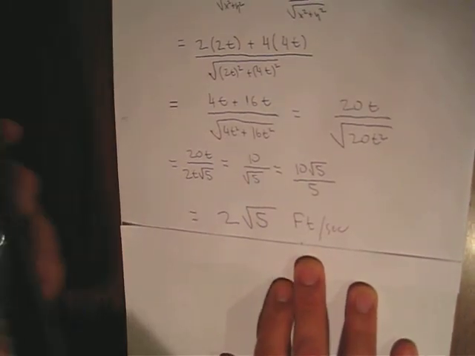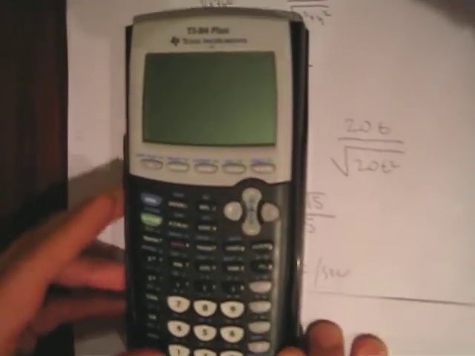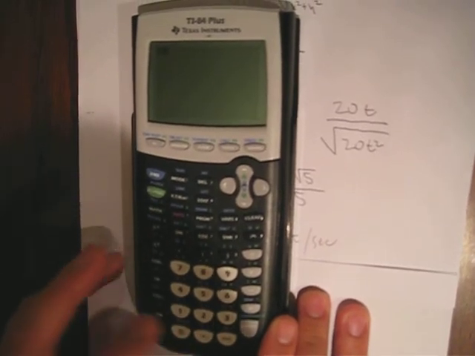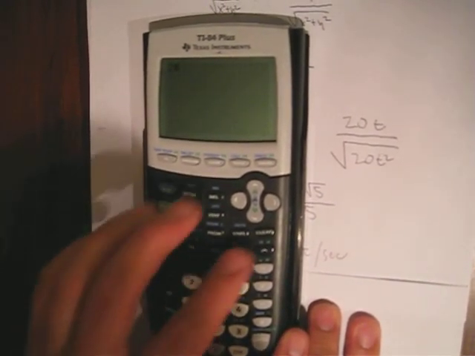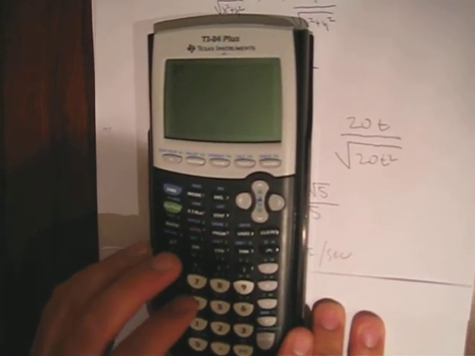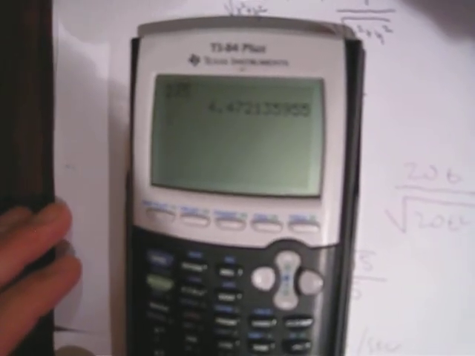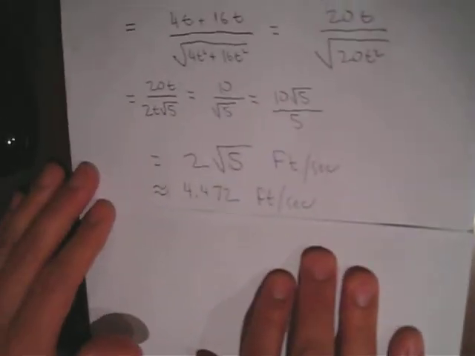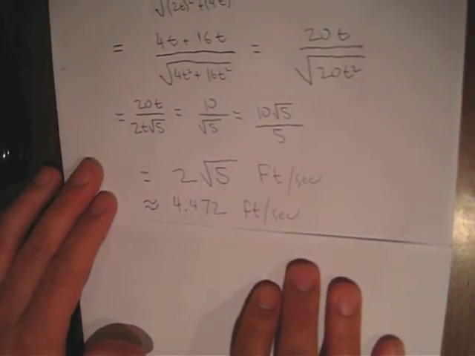Now, to get a more immediately intuitive result, if not 100% accurate, 2 radical 5, 2 square roots of 5 equals 4.47213595, or about 4.472 feet per second.